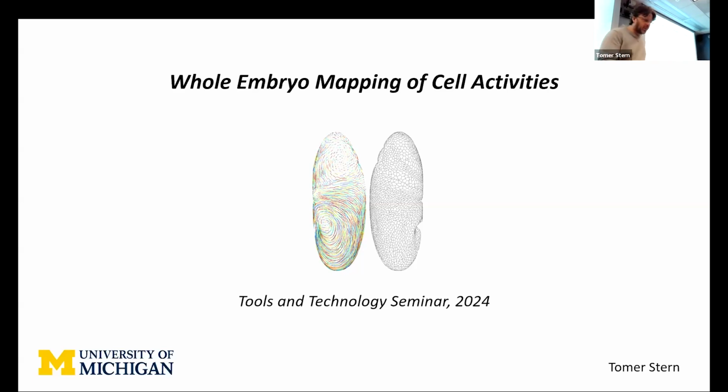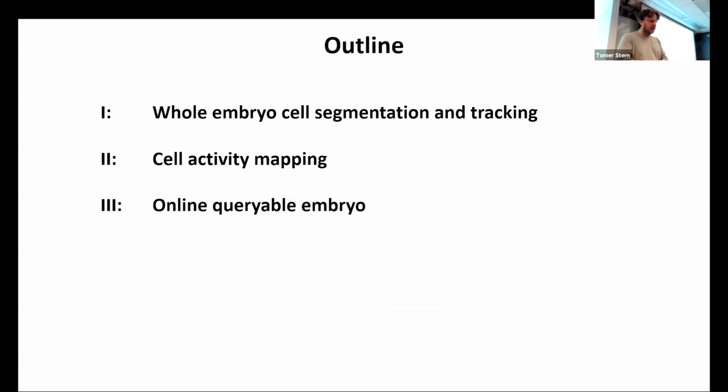So there are going to be 3 chapters. First, I'm going to show you how we do whole embryo cell segmentation and tracking, and then I'm going to show you how we identify and map cell activities over time in the early fruit fly embryo. And then I'm going to tell you a little bit about an ongoing project, which is supposed to make all of these computations very accessible to everyone, experimental labs included.